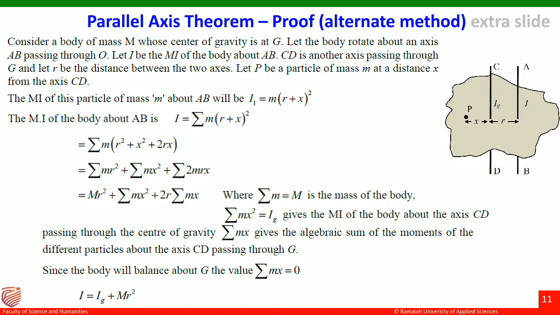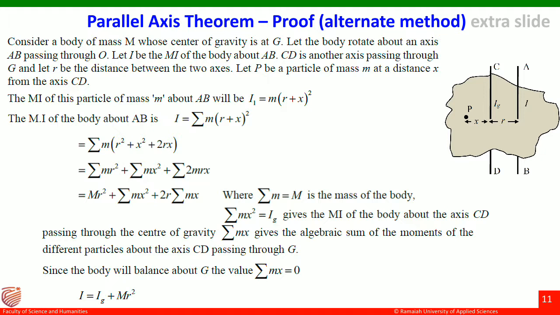One can write that moment of inertia as m, the particle's mass, that is the particle located at point P, multiplied by the square of the distance between the particle and the axis AB, which is r plus x according to this diagram: r plus x whole square. Now let us try to rewrite this equation once again.